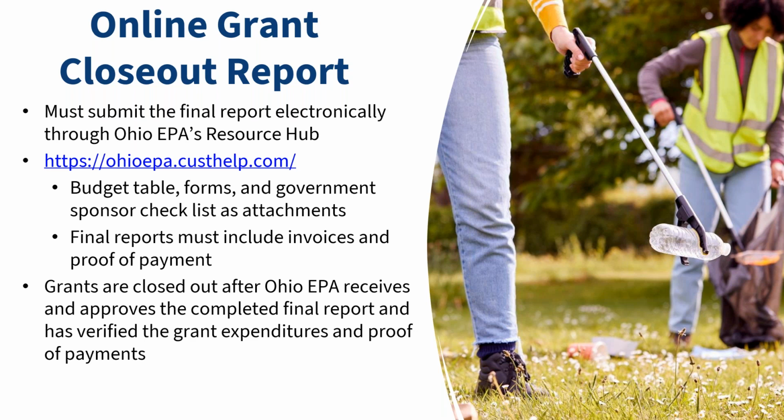The closeout process is online, just like the grant application was, and very similarly, it's submitted through the Ohio EPA Resource Hub. In the closeout, you'll submit your budget table, your forms, and for those grants with a government sponsor, your sponsor checklist. You also fill out data tables and narrative questions about the success of your project. We love to hear your stories. We love to hear about all the great things you do. And this is your way to tell us about all the great things you were able to accomplish. And then finally, you will include your invoices and any other proofs of payment showing that the grant funds were spent.